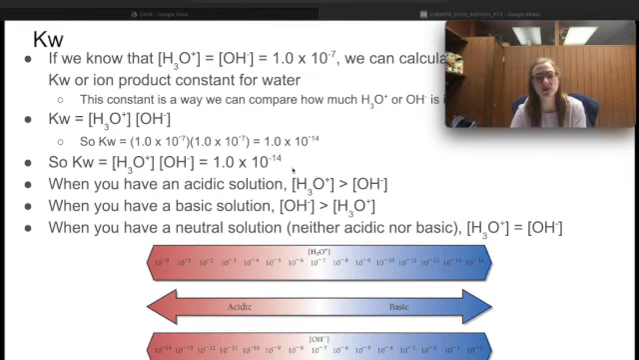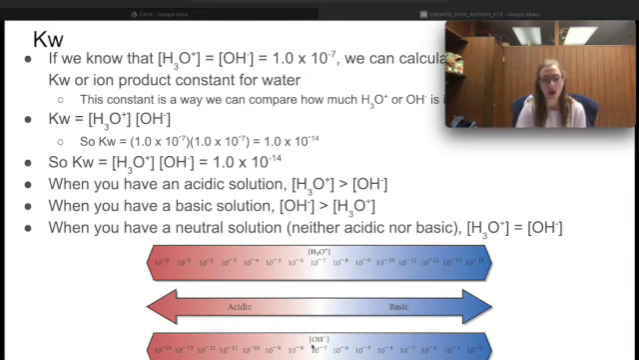So if you have an acidic solution, your concentration of H3O plus is greater than your concentration of OH minus. When you have a basic solution, you have a concentration of OH minus that is greater than that of the concentration of H3O plus. And when you have a neutral solution that is neither acidic nor basic, your concentration of H3O plus equals your concentration of OH minus, just like up here in water, as we expect. Water is a neutral compound with a pH of 7. We'll talk about it. But it sits right here in the center of our graph.